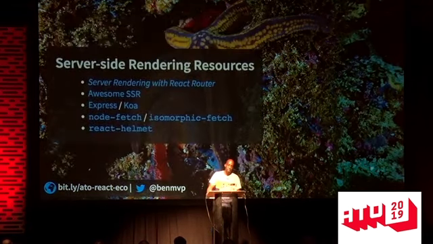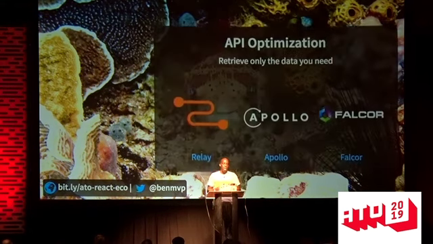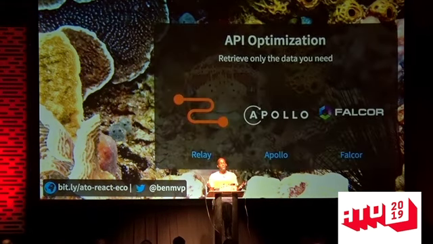Okay, and then the last section is API optimization and having to deal with REST problems and making lots of calls. There's GraphQL and Falcor, which are two different competing ones from Netflix and Facebook. And GraphQL has two implementations, Relay and Apollo. If you find yourself with data request problems, you can try out Apollo to solve that as well.